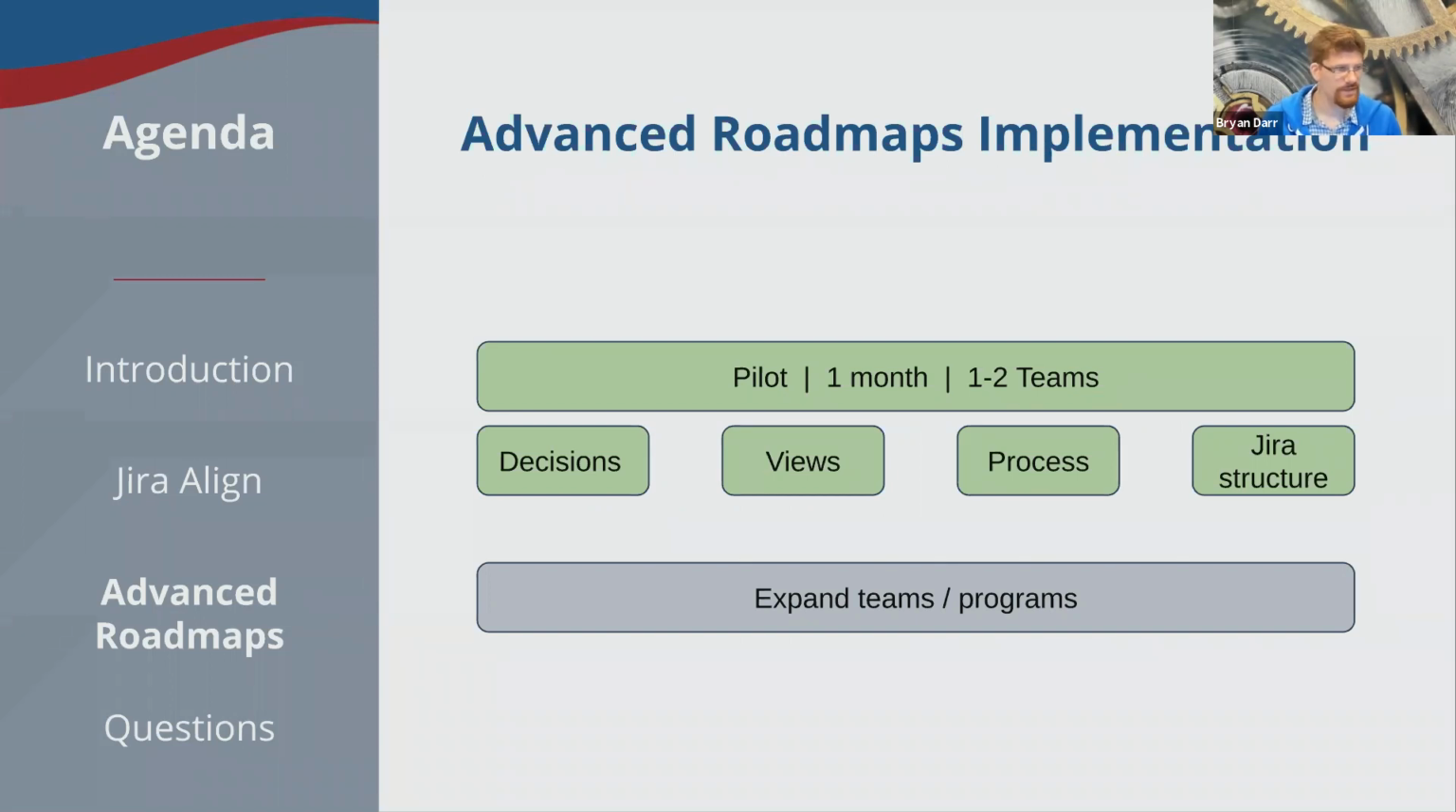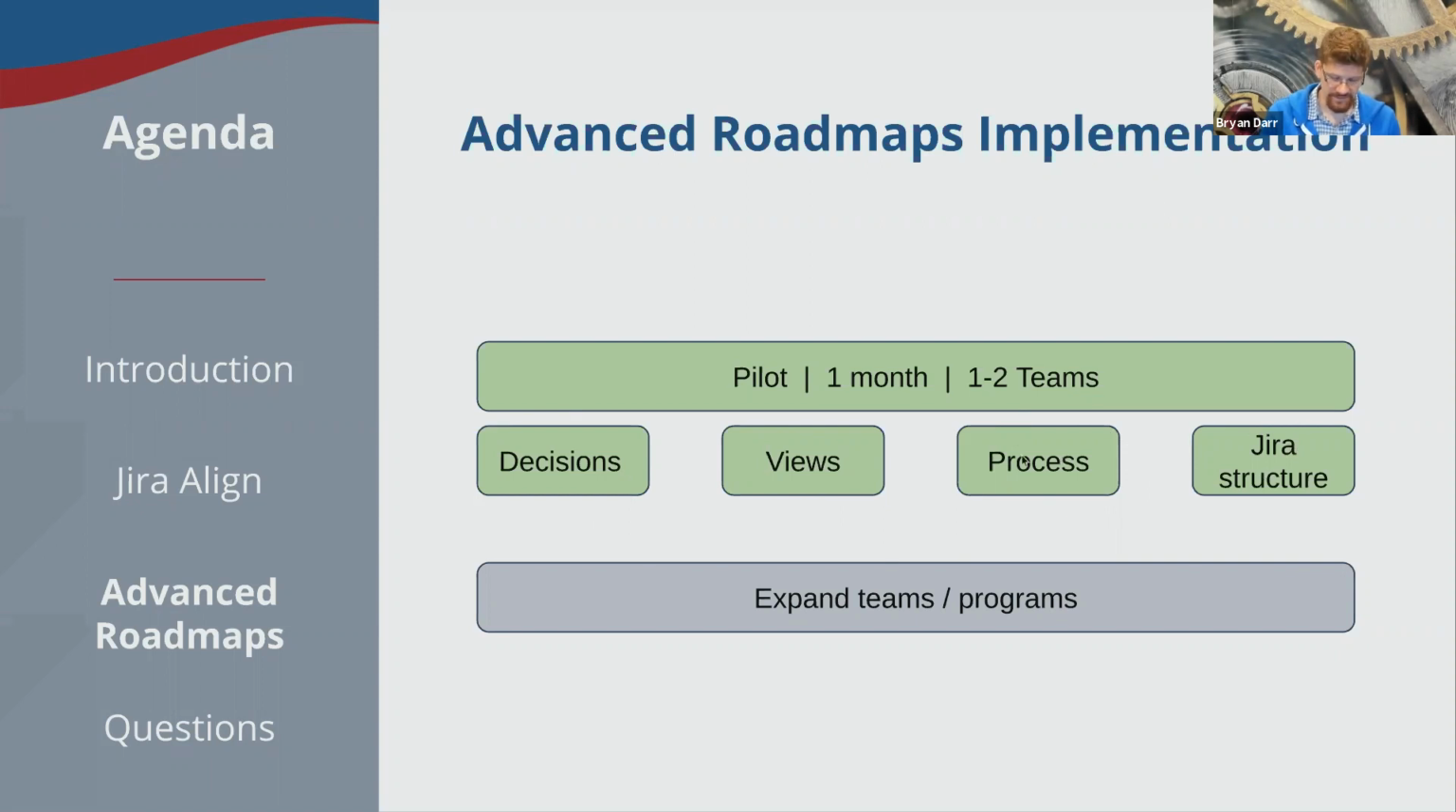And the way that we do it is we first look at the decisions that you are trying to make with these roadmaps. We then look at what you need to see to make those decisions. We then analyze the processes that you're using of tracking your work. And then finally, we look at the structure of Jira. And then we work backwards. We rebuild the structure of Jira to support your processes.